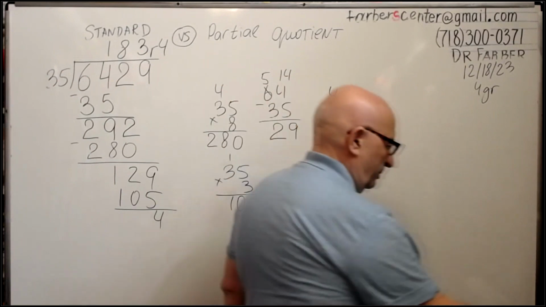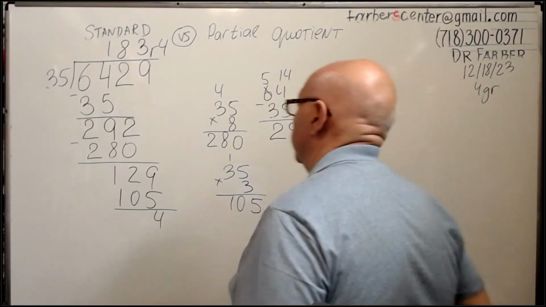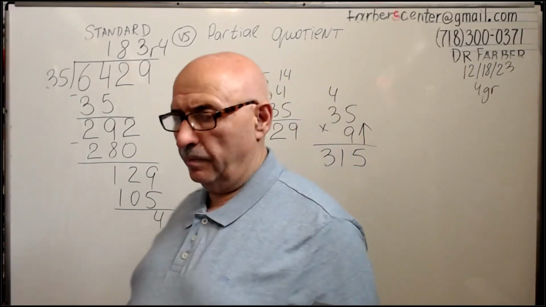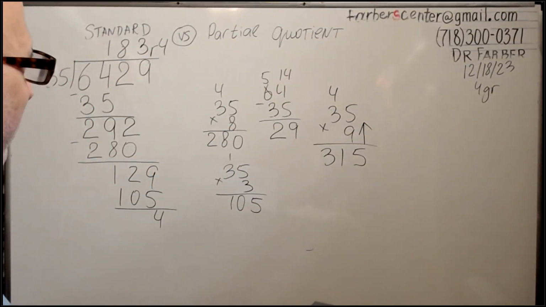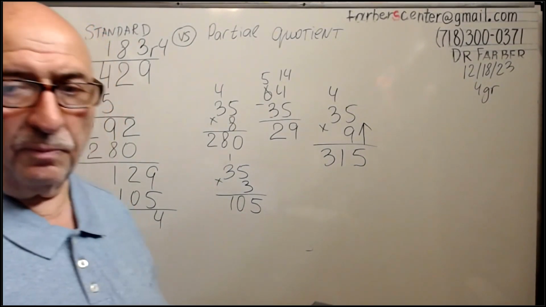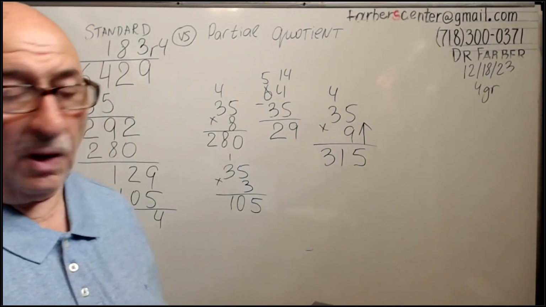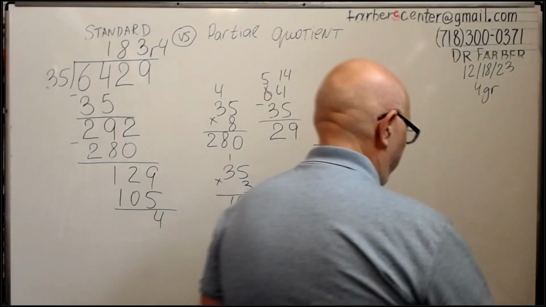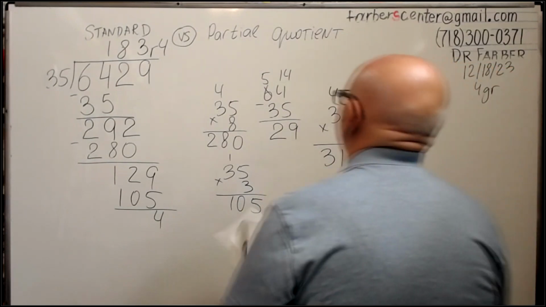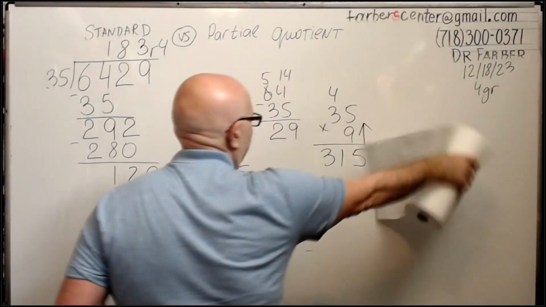No questions. I have a question. Yes. But what if there's like a trillion multiplied? Do you still do the same exact steps over and over? Absolutely. The same steps. Okay. Over and over again. Exactly the same steps. Now, let's do partial quotient for this.